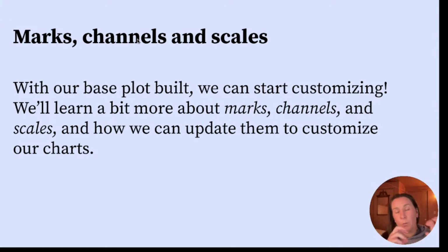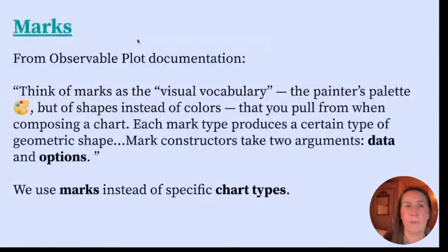So once we have built our base plot, we usually want to start customizing it. Like I said, with that line chart of energy, sure, we've swapped out the data and the variables, but it still doesn't have the information that we need to be able to interpret something meaningfully. So we're going to learn a little bit more in this section about marks, channels, and scales to both build language around those things, but also learn how we can actually update those in plot code to make custom and understandable, meaningful charts. So what are marks?